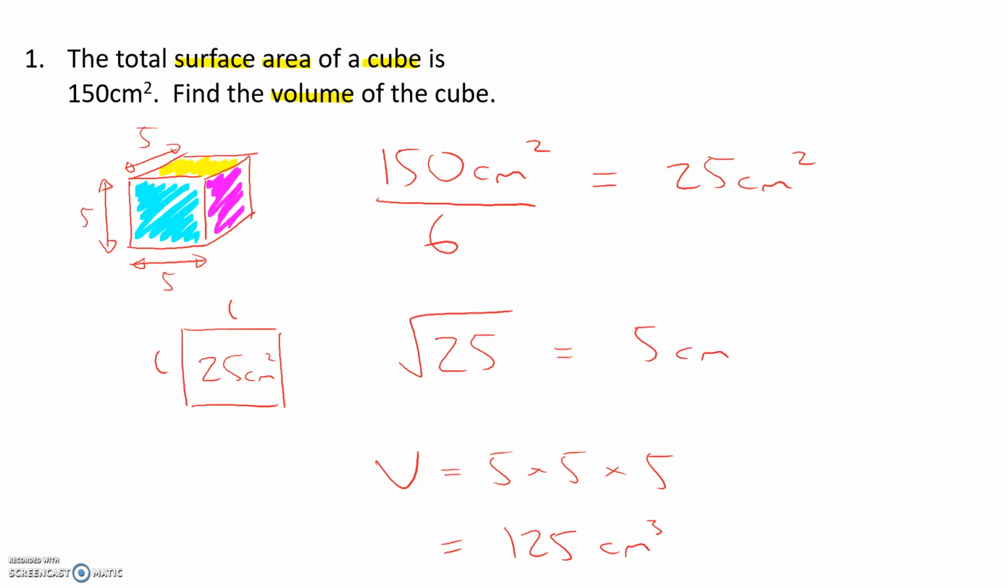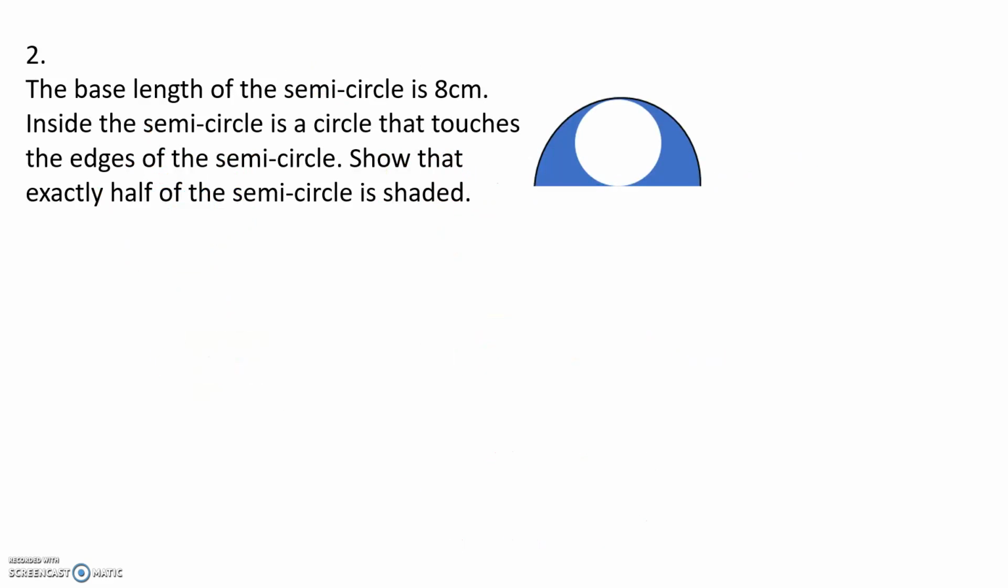Done. Right, foundation 2. The base length of the semicircle is 8 centimetres. Right, straight away I'd be annotating my diagram, so I can make sense of this question. So the semicircle, what does that mean? That means the half circle shape. That's this one. And we know that the base length of that semicircle is 8 centimetres, so I'll label that.